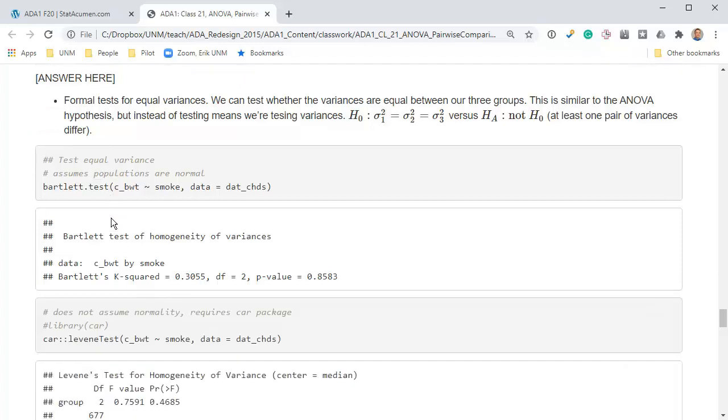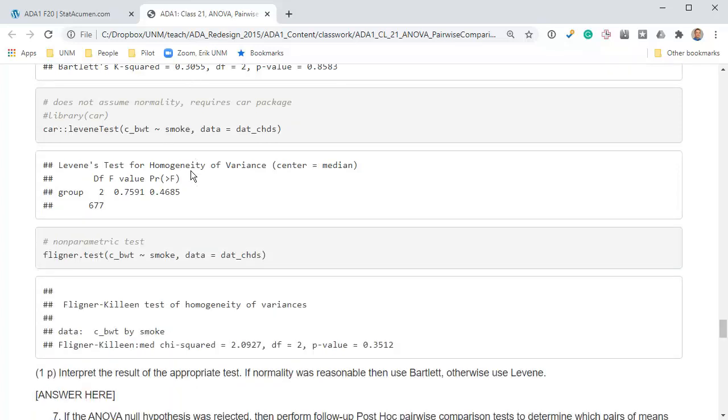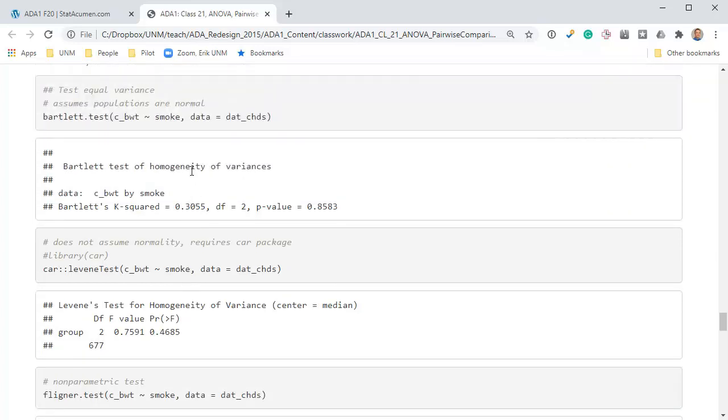There are also formal tests for equal variances, and we can set it up just like we did for the ANOVA for the means, but instead we're doing a hypothesis test on the variances. Are all the variances equal, or is at least one pair of variances different? And I think I show 3 versions here, yeah.